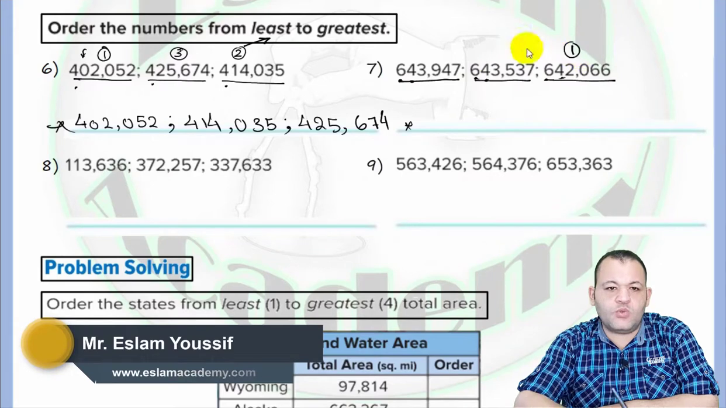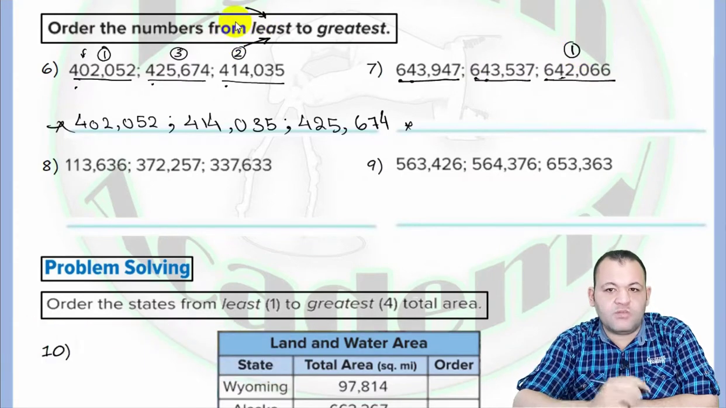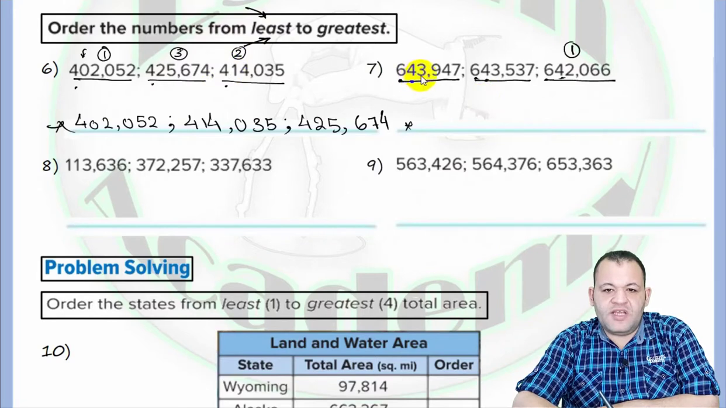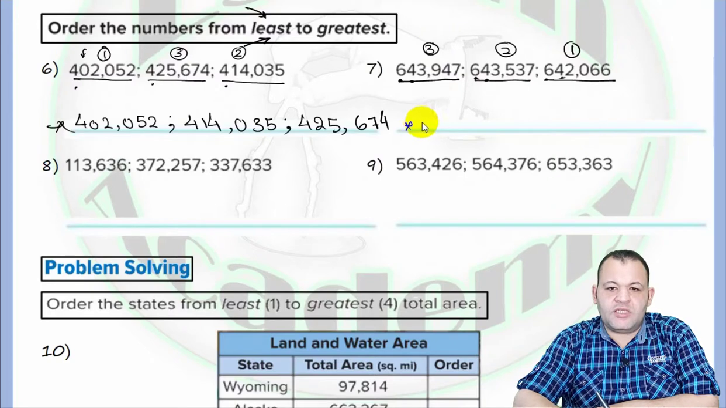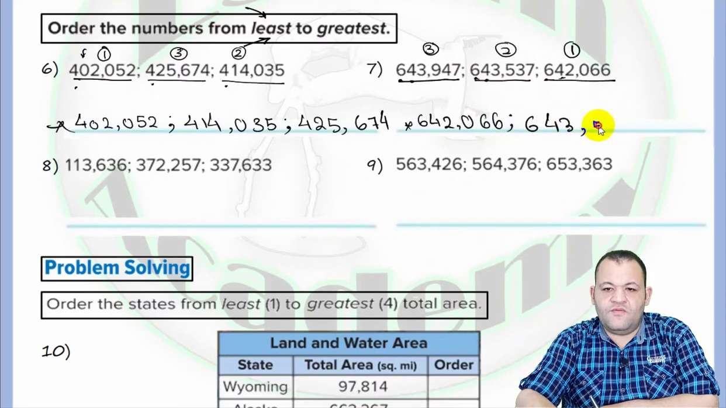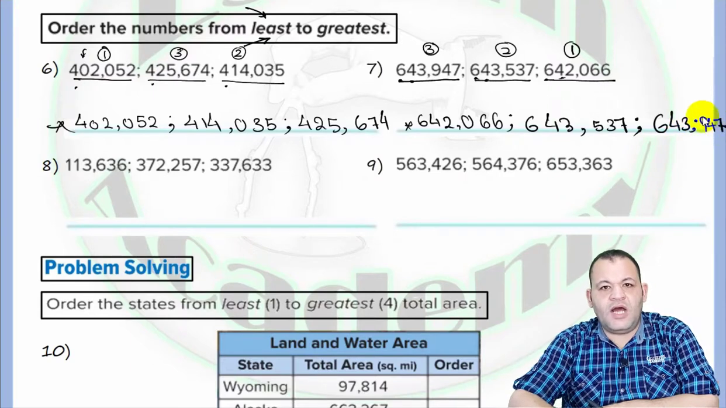So the first number, because we need to arrange from the least to the greatest, is the smallest one. After that, we have 3 and 3, so we look at the next digits. We have 947 and 537. 500 is smaller than 900. So that will be the next number, number 2, and that would be number 3. So the least number would be 642,066, then 643,537, then 643,947. And that's how we can arrange the numbers from the smallest to the greatest and from the greatest to the smallest.